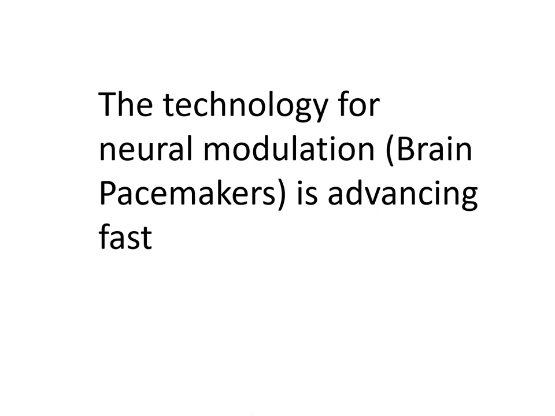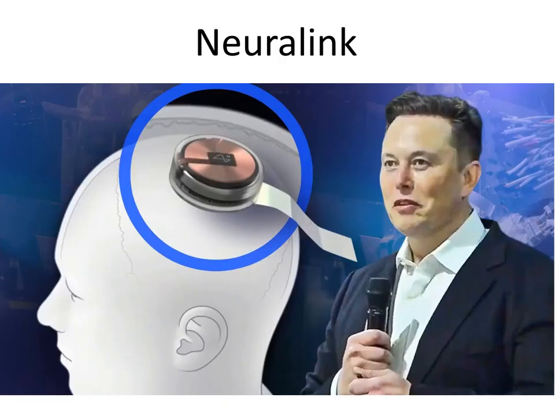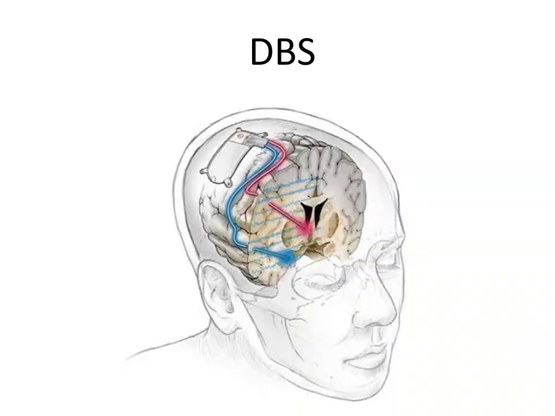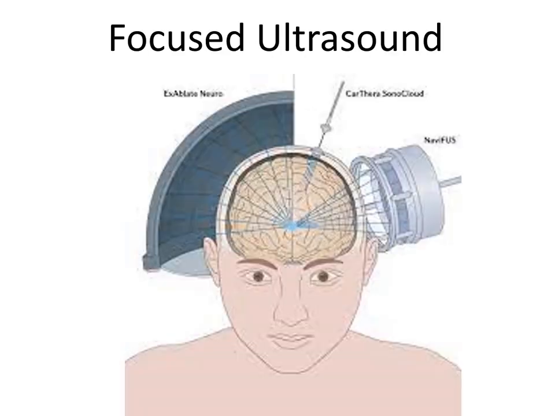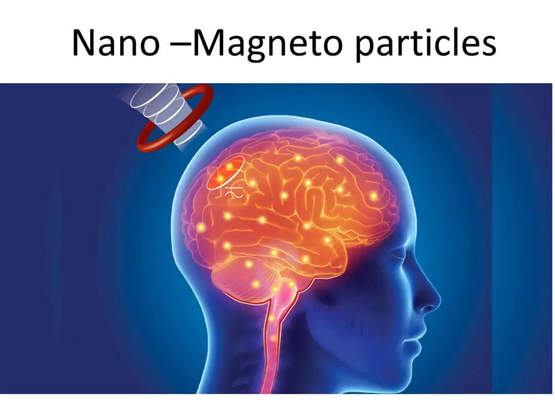The technology for neuromodulation, that is pacemakers, is advancing fast. Neuralink, a famous company, is developing deep brain stimulation, and a feedback loop is being developed. Focused ultrasound is now stimulating brain regions. And most interesting, we have a neural dust nanotechnology that can act as electrodes and stimulate the brain.